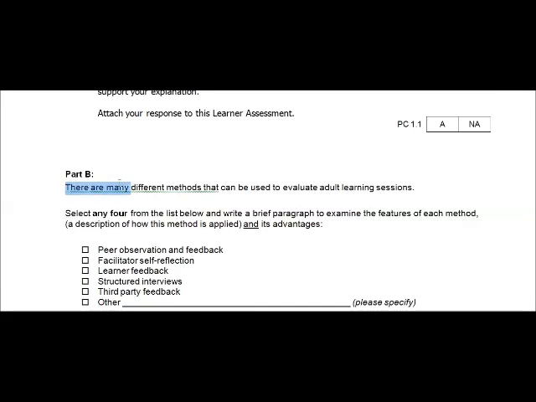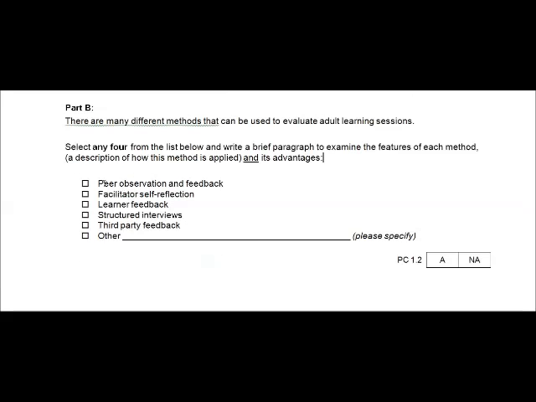Part B. There are many methods that can be used to evaluate learning sessions. Now, select any 4 from below and write a brief paragraph to explain the features of each method. Alright. So I've got in there in brackets what I mean by that: a description of the method, of how it's applied, and its advantages. So look, here's several here. So you can select from any 4, or you may have others. So one method of evaluation is to get our peers to observe us and give us feedback. So it could be a colleague, could be your manager. That is one method of evaluation.